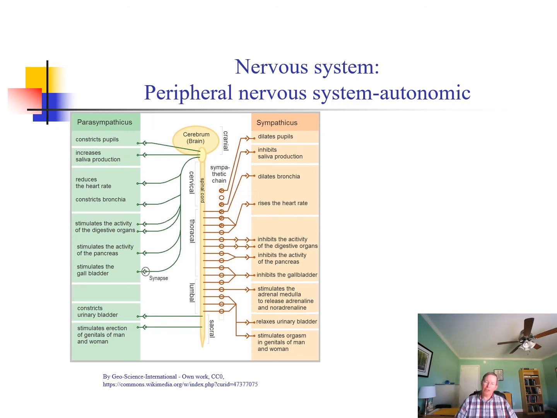So again, this is a pictorial representation of the parasympathetic and sympathetic nervous system that shows the sympathetic chain and then gives you very specific things that are going on with each of the organ systems in both the parasympathetic and the sympathetic nervous system.